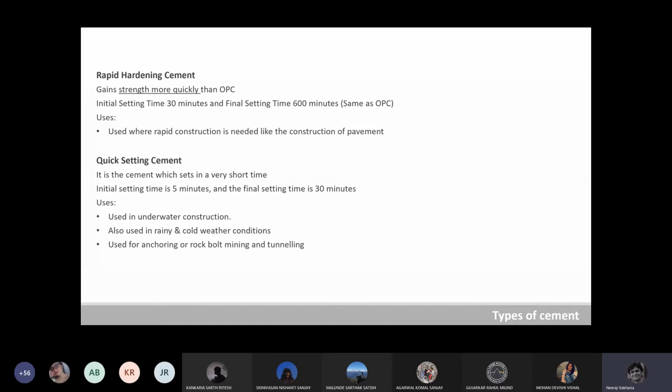Also, it is used in rainy or cold weather conditions, so the concrete which you have poured doesn't get mixed with the additional water nearby. It is also used for anchoring or rock bolts in mining and tunneling. There we immediately want it to be set as soon as we excavate or mine something, to hold the anchors.